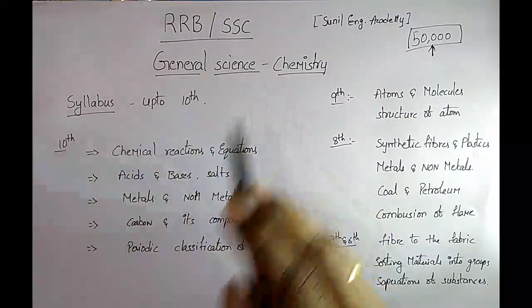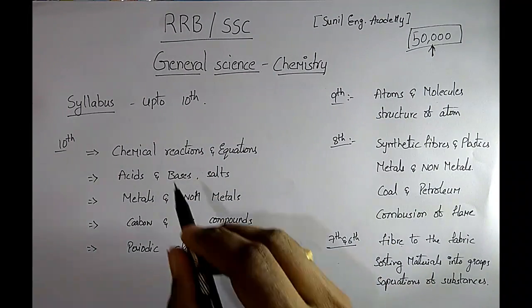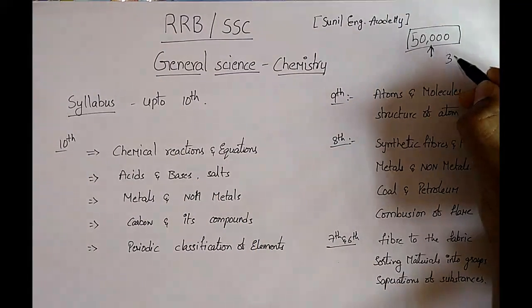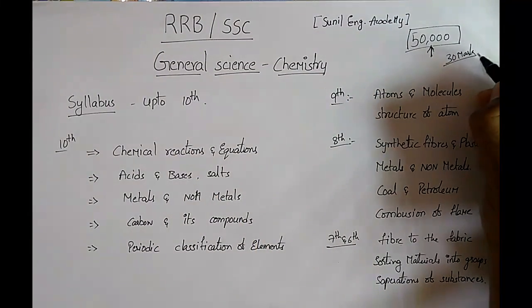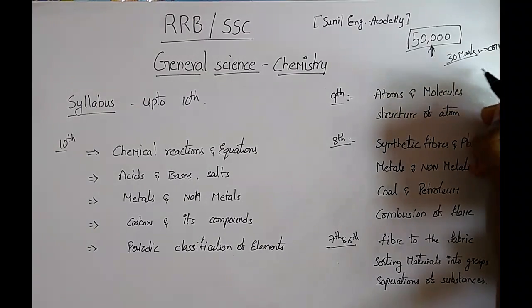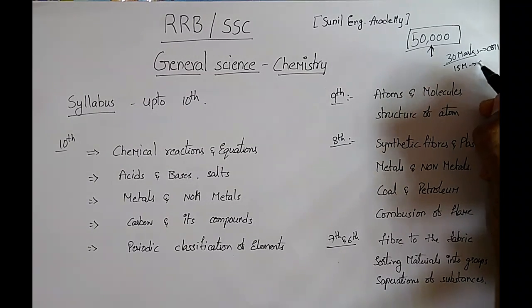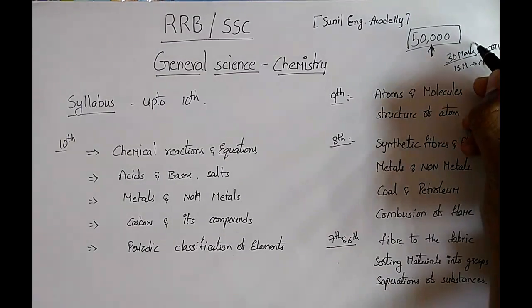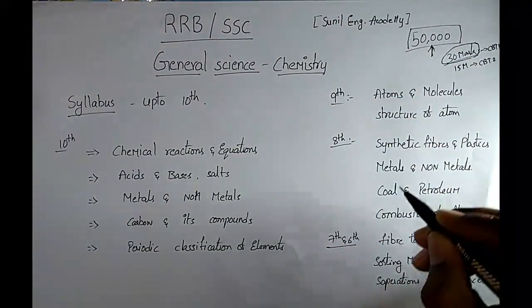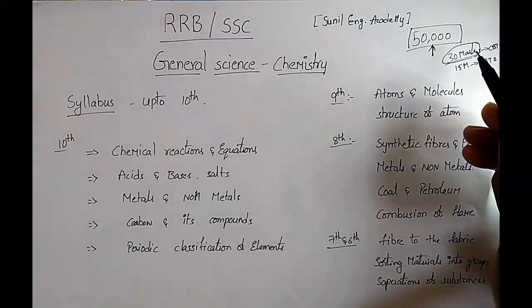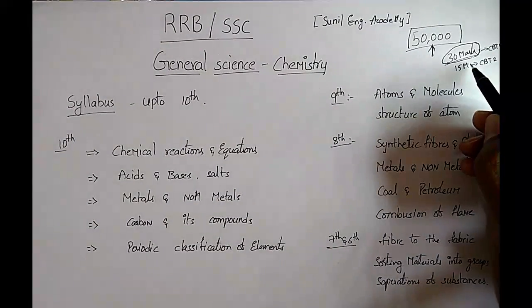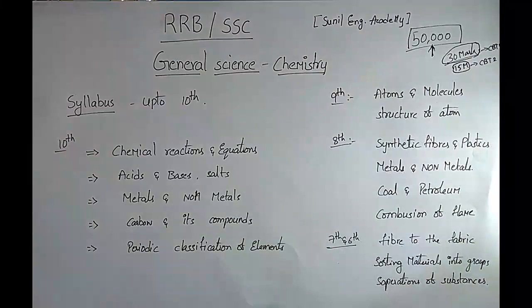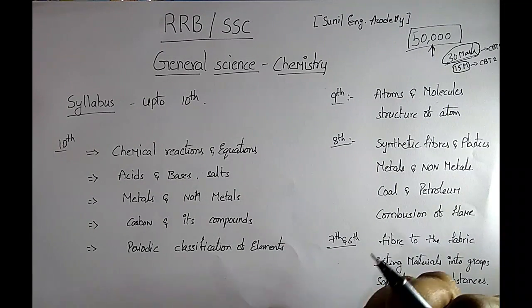General science, chemistry. We know that the general science weightage is 30 marks in CBT 1 and 15 marks in CBT 2. In CBT 1, in these 30 marks, we have physics, chemistry and biology. In CBT 2, it is only physics and chemistry. Here in the notification, they did not give physics 10 marks, chemistry 10 marks, biology 10 marks. They did not give it.